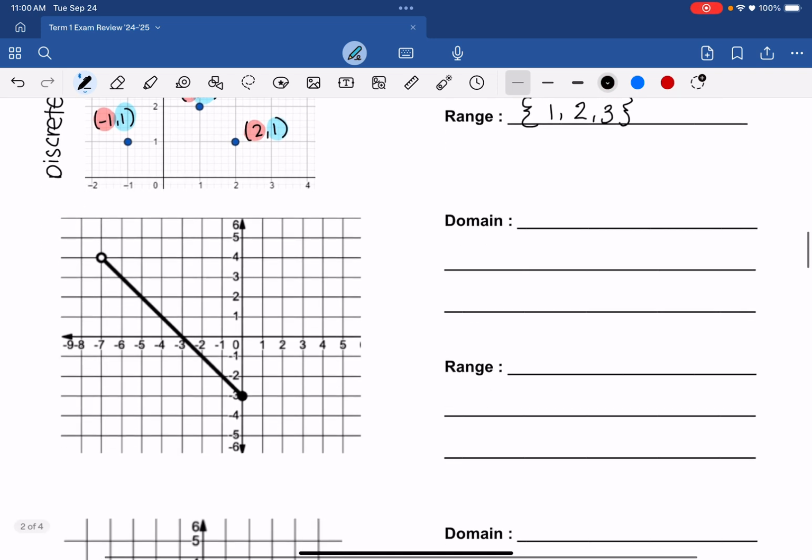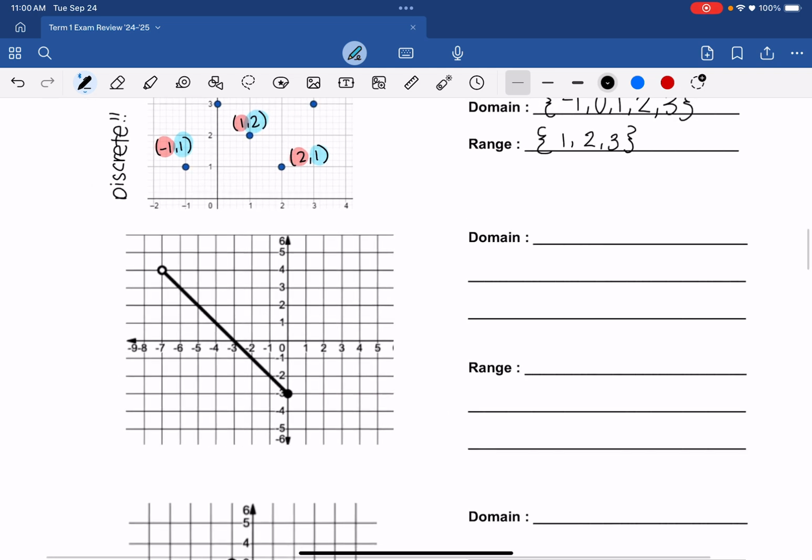Your domain and range of this one will look a little different because this is a continuous function. Continuous means we're going to say it's between this number and this number. Our domain is left to right. So I go to my furthest left point and follow it to the x-axis, because your domain is all your x values. So it starts at -7.